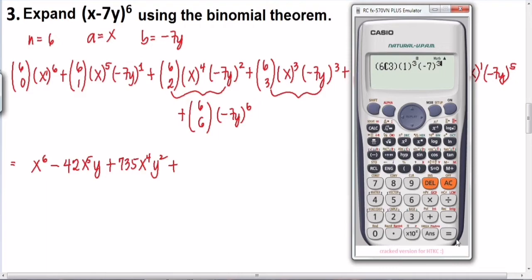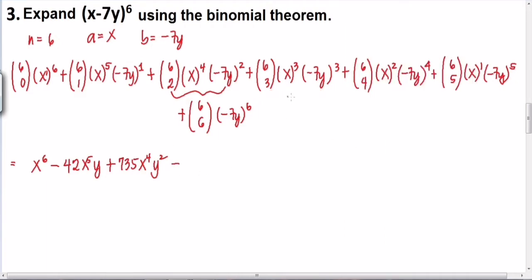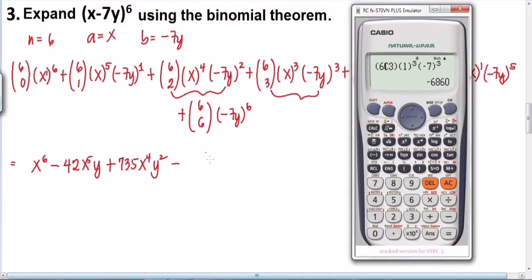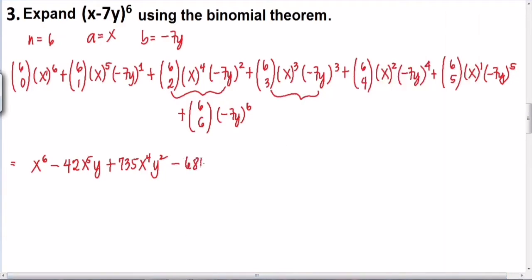Ayan. Sorry. Equals negative. So instead of plus, magiging minus siya. So, ito yan ha. Minus 6,860. Ayan. So yung ating literal coefficient, x raised to 1, raised to 3. So, 1 times 3 is 3. So, x cubed. But since may y pa tayo, so y raised to 1, raised to 3. So, 1 times 3 is 3. So, x cubed, y cubed.